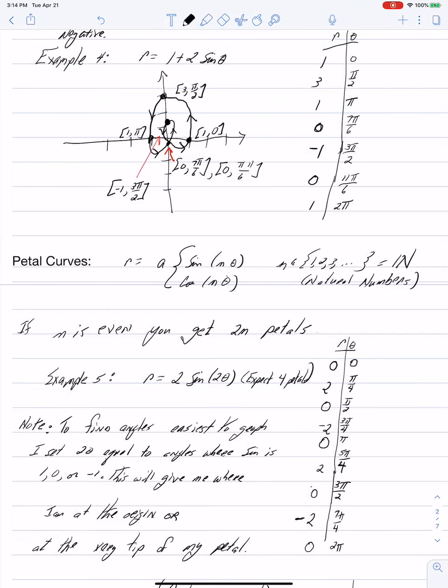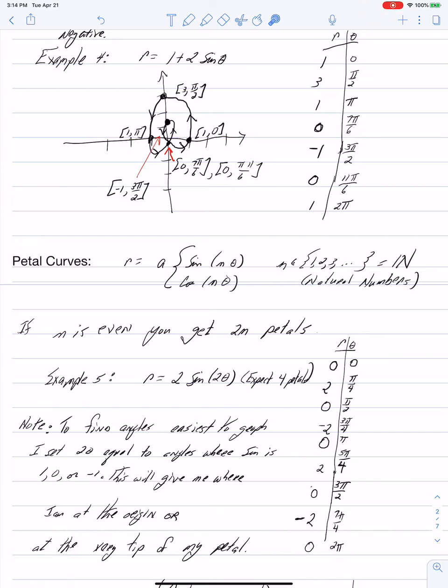Our next common set of polar curves are called petal curves. They're called petal curves because they kind of look like a flower sometimes. These are of the form r equals a, some constant, times sine of n theta or cosine of n theta. And traditionally, n takes on the form of natural numbers: 1, 2, 3, etc.